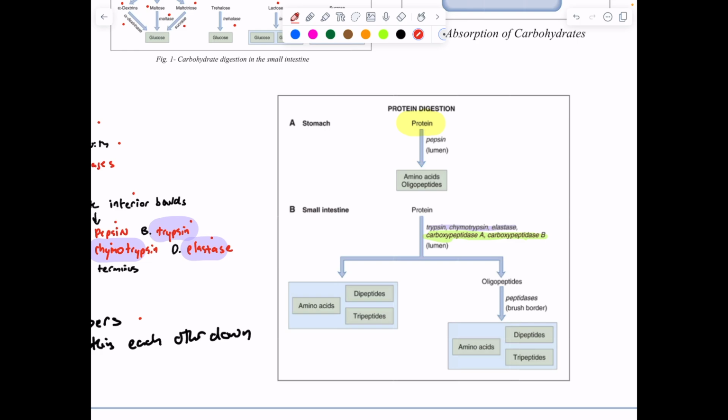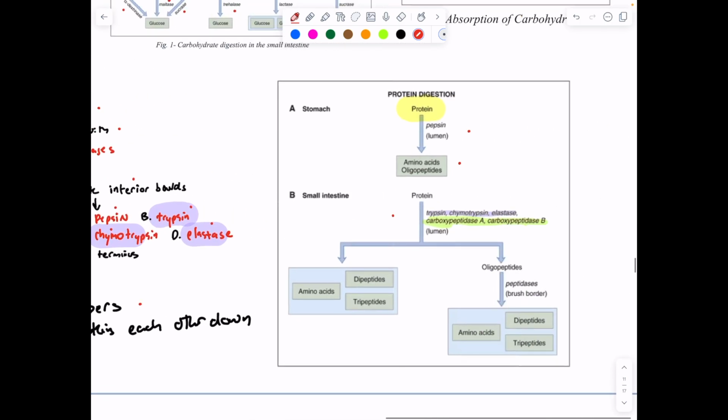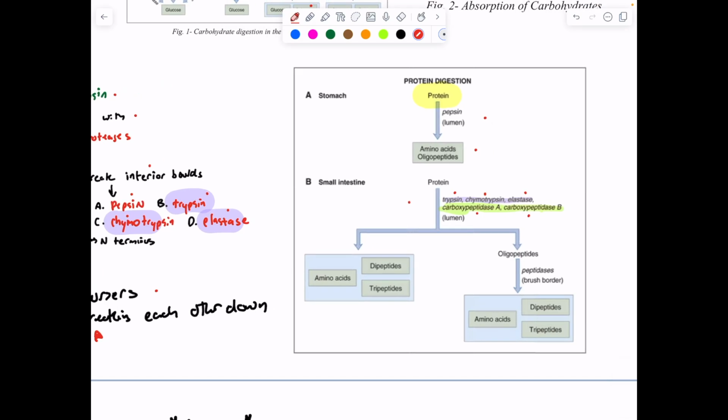Okay, so basically this is just what we've seen. Proteins, pepsin, will break down into amino acids, and then longer peptides, slightly shorter peptides, but maybe not completely done. And then once we get into the small intestines, we have our endopeptidases, which are acting on the inside, trypsin, chymotrypsin, and elastase, and then we have our exopeptidases, which are acting on the outside, the exo, carboxypeptidase A, carboxypeptidase B, and we're getting down to dipeptides, tripeptides, and individual amino acids overall.